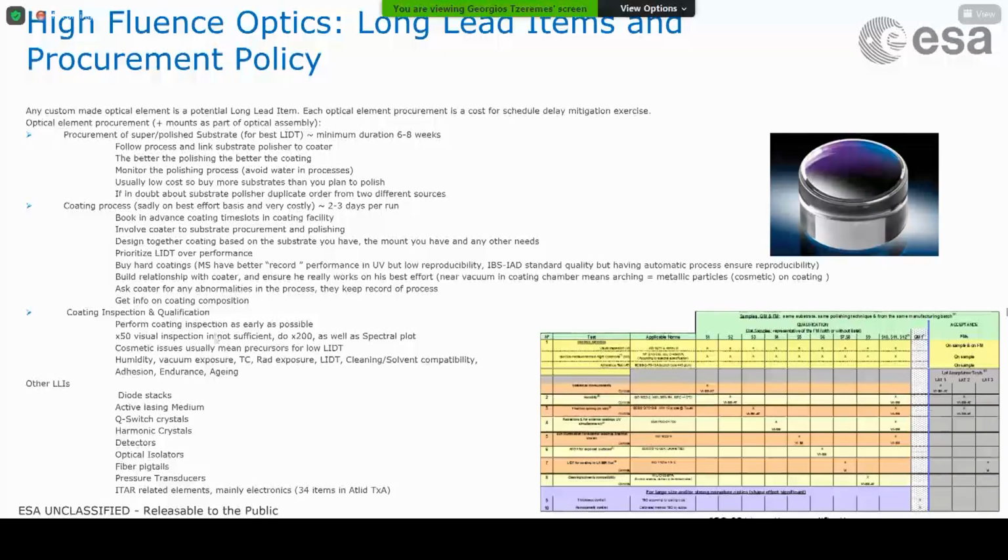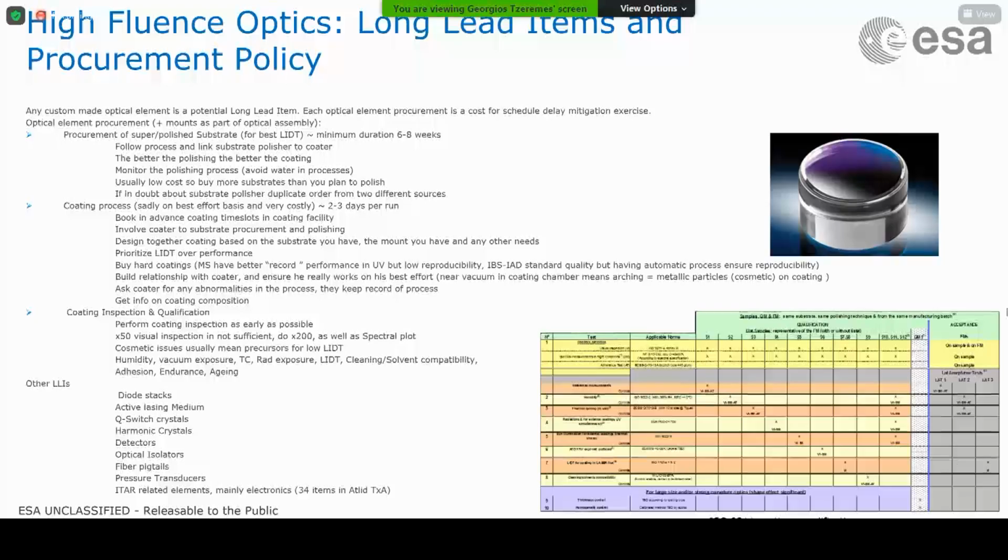On top of that, the last part is the coating inspection and qualification. There is an ISO 9211, which gives you a huge list of things you need to test, and not only cosmetic issues. For LIDT, there's a big discussion on how you do LIDT. Is S-on-1, which is the ISO standard, good enough or not? It's proven that it's not. You need to do raster scanning also. You need to be able to do an endurance test. Also, you have to check for humidity, vacuum exposure, thermal cycling, radiation exposure, cleaning, solvent compatibility, adhesion, endurance, aging. Everything is critical with these coatings when you try to put them in space.